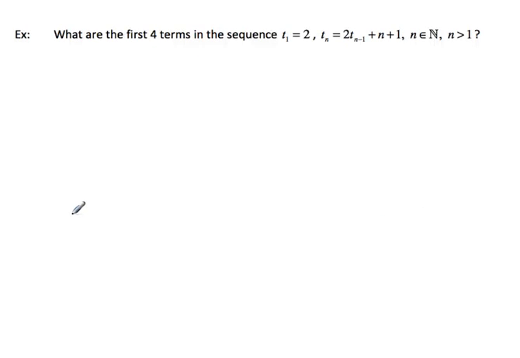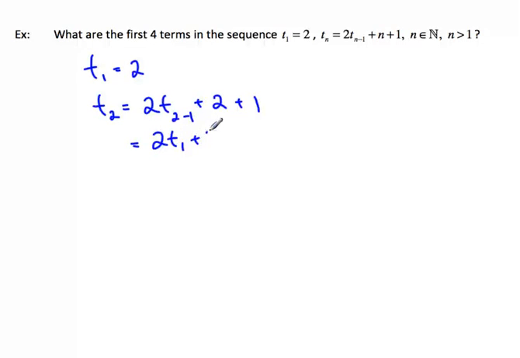Here's another type of question. What are the first 4 terms in this sequence? We're given the first term is 2, and for all the terms after that, we apply this rule. Any term is 2 times the term before it plus n plus 1. Let's walk through the first 4 terms. So term 1 is just given to us, it's 2. Term 2, we plug 2 in here, so we get 2 times term 2 minus 1 plus 2 goes in there, plus 1. So that's equal to 2 times term 1 plus 3.